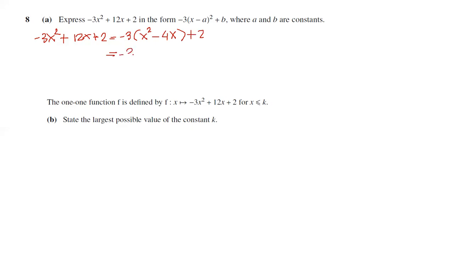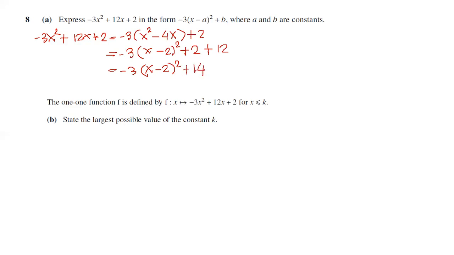Negative 3 (x minus 2) squared plus 2. But we have to add negative 3 times 4, which is 12. And it's going to be negative 3 (x minus 2) squared plus 14.